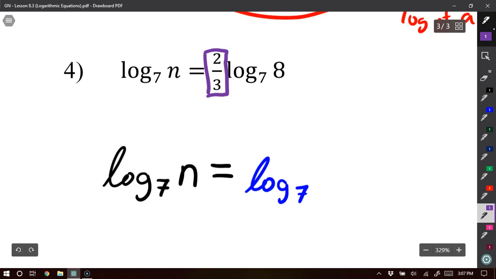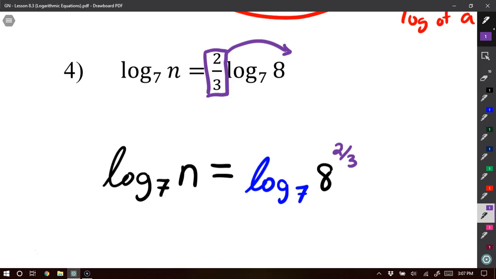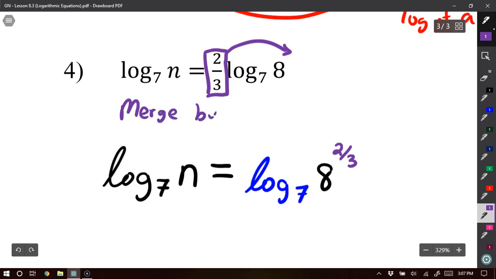That's what it needs to say. So I have to take that 2/3 and I need to bring it up. And so I'm going to take that 2/3 and I'm going to make it the exponent for that 8. Now that looks nice. And I look at it, so I merged by creating an exponent. Or you could say power if you want to think of like the power rule. I merged by creating a power.